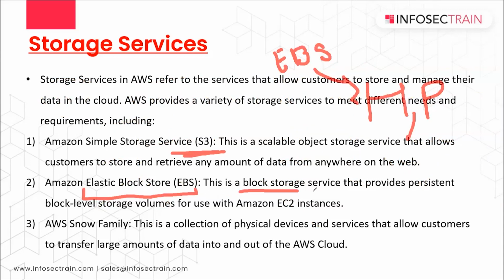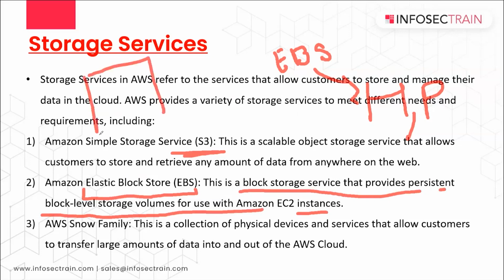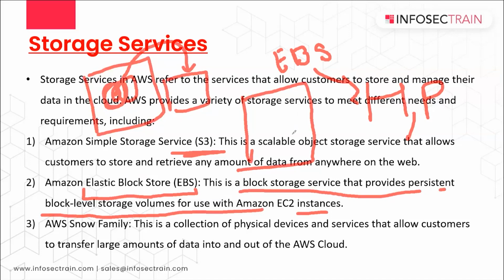So again, this is a block storage service that provides persistent block level storage volumes for use with Amazon EC2 instances. It is kind of attached to a server, right? This particular EBS, and any information that you generate or process in the server is stored in the EBS. There are multiple properties of this EBS. You can attach this EBS to any server, and you can detach it from a server.